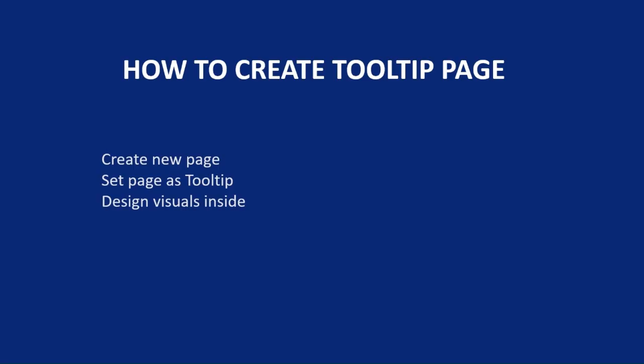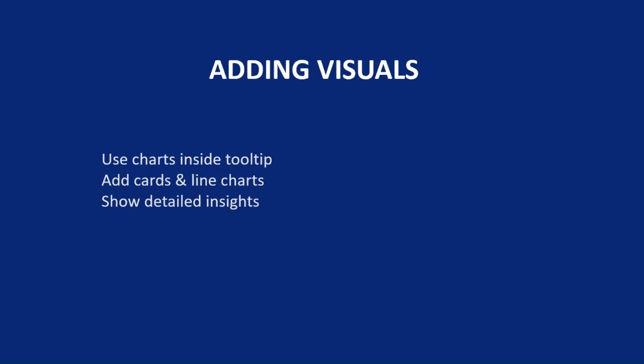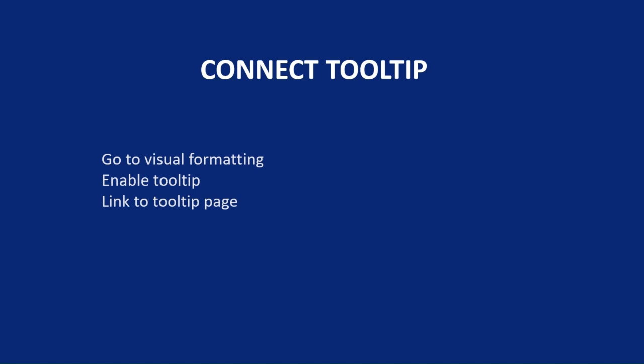How to create a tooltip page? We'll see this in practice as well. To create a new page in your report, go to page settings and set the page type to tooltip. This tells Power BI that this page will be used as a tooltip. To design your tooltip page, you can add line charts, cards, and small visuals. Think of it as a compact dashboard that appears on hover. Now connect it to your main visual. Go to visual formatting, enable the tooltip and select your tooltip page. Now when you hover over your chart, your custom tooltip appears.